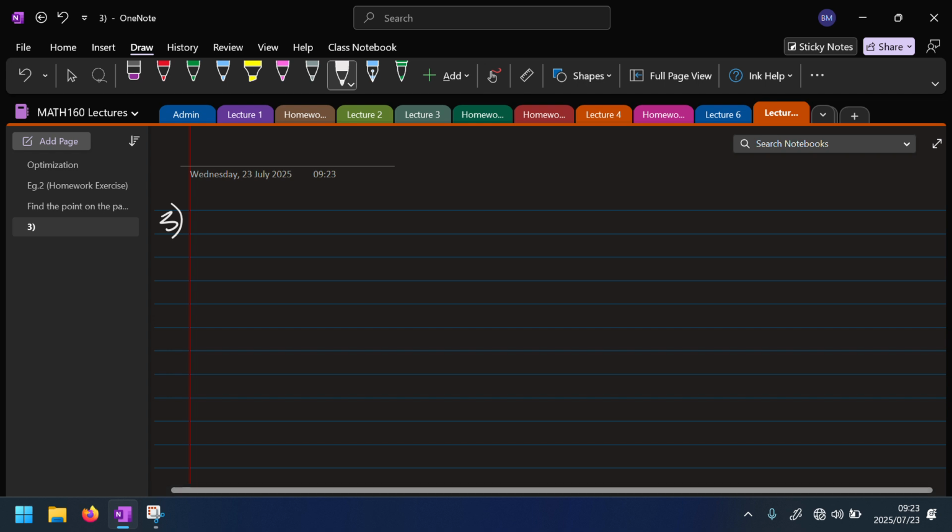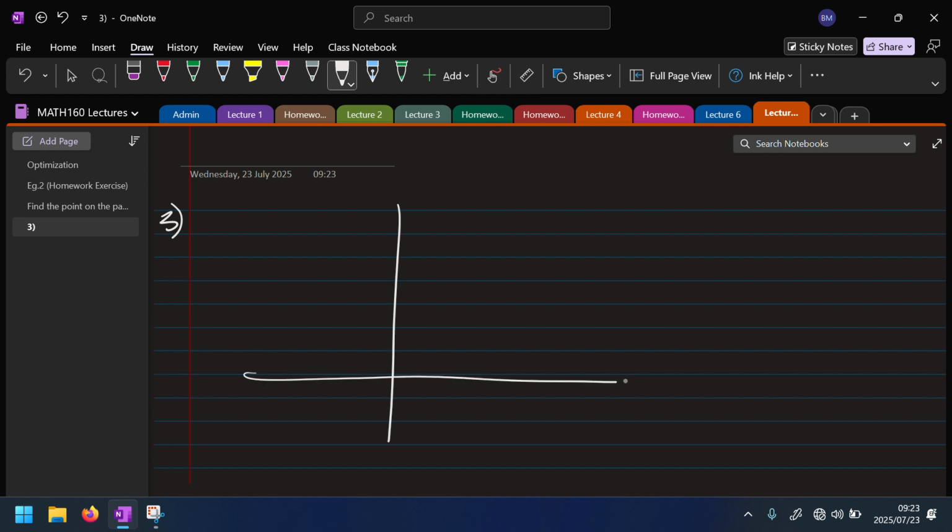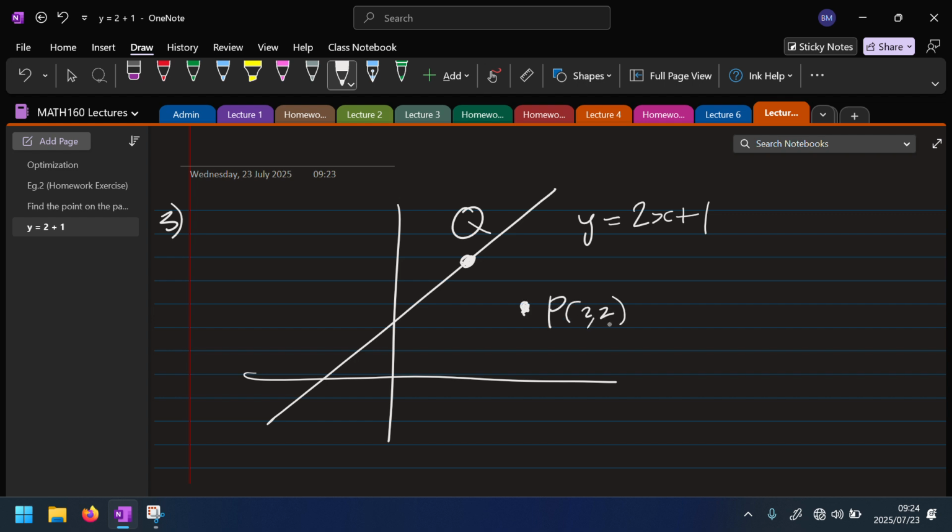Number 3. This one's similar to the previous one. So we've got the following setup. We've got the line y equals 2x plus 1, just a straight line there. Then we're going to have some point Q. We don't know what that is. And we've got another point P, which we do know is (2, 2). Now, the question is, find the minimum distance between P and Q, like we had before.